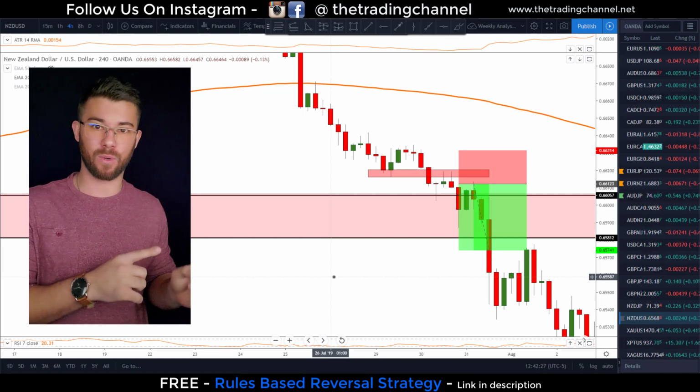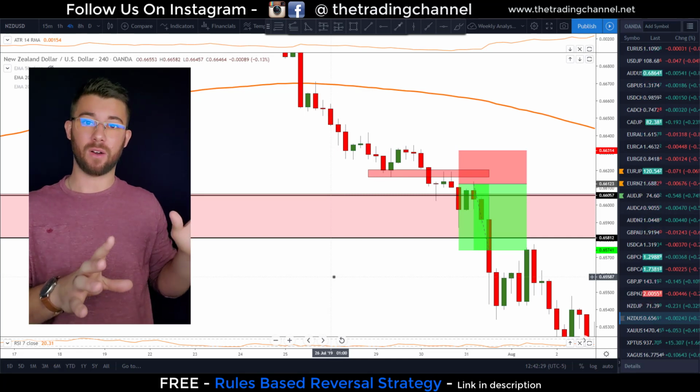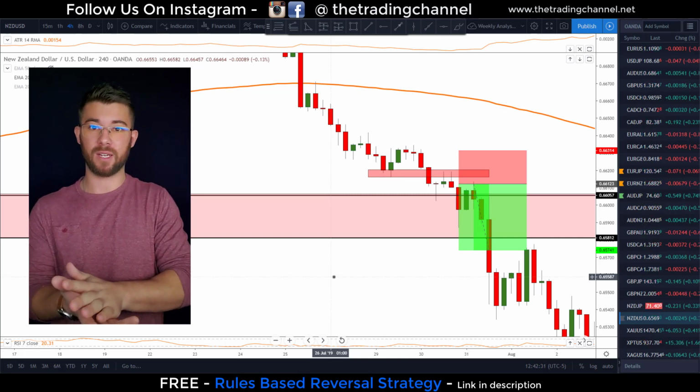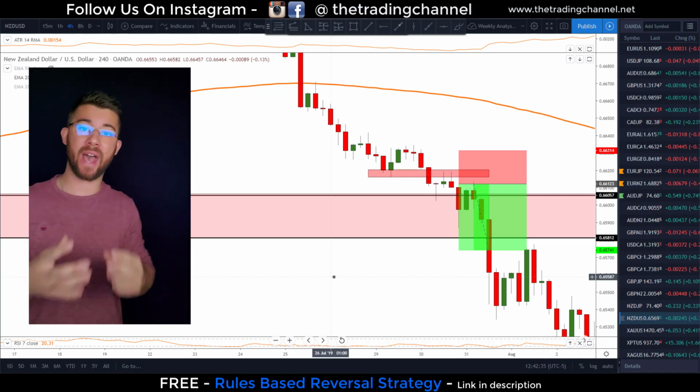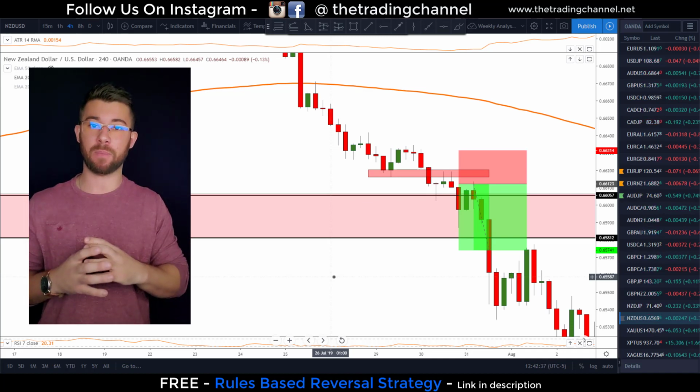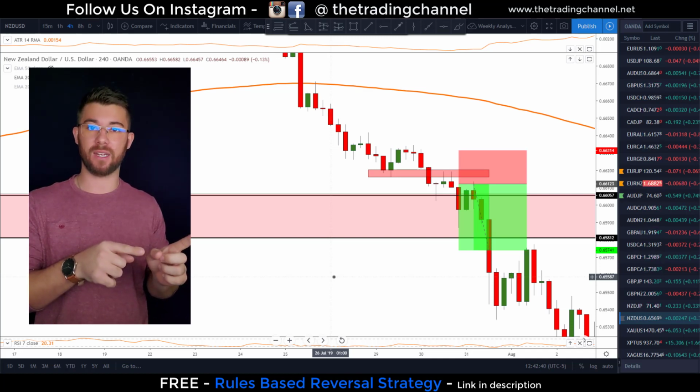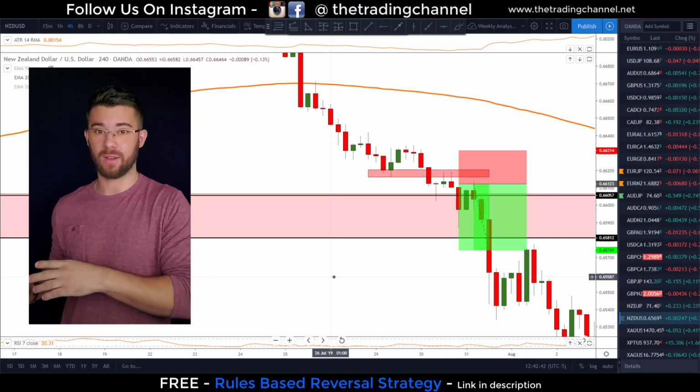So you can take these rules and test them on a lot of different currency pairs. And yes, it's going to take a massive amount of time, but once finished, you will have this cluster of currency pairs that you know this strategy will perform best on. Do you see what I'm saying?